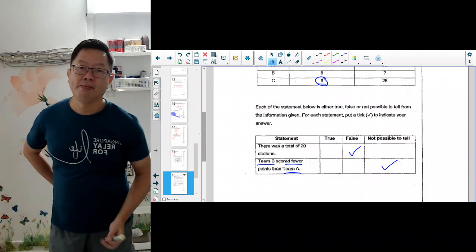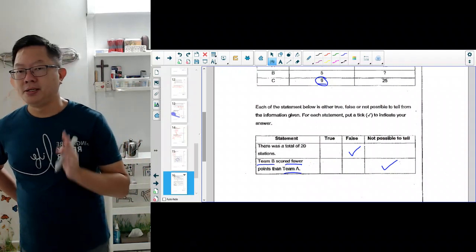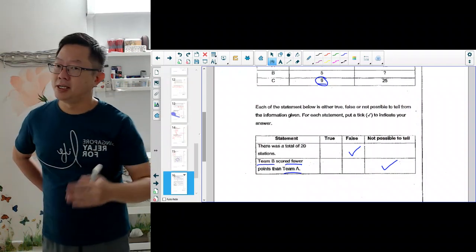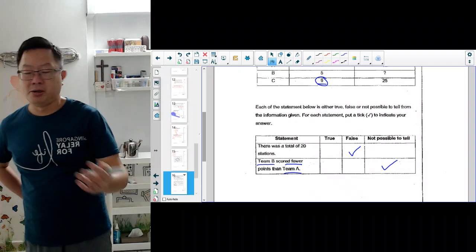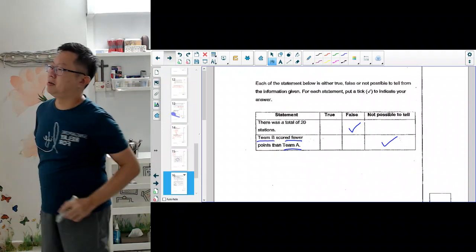We are not sure. Why not sure? Because we are not given how many points each station has. Maybe the first station has 5 points, maybe the second station has 3 points, so we are not sure. Okay, so let's go to the next one. Question number 28.